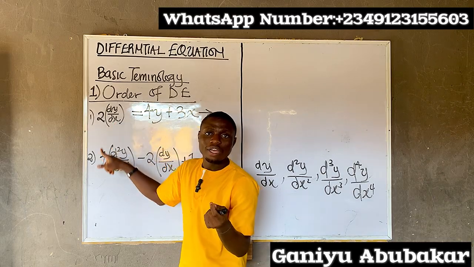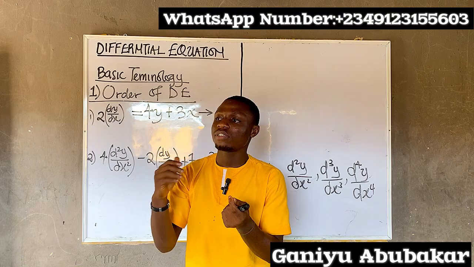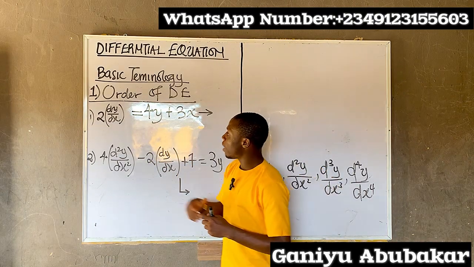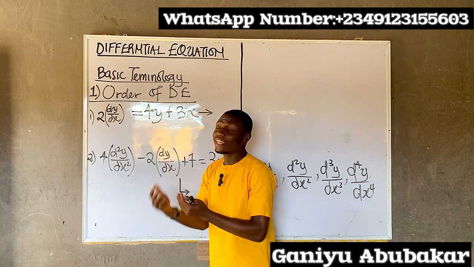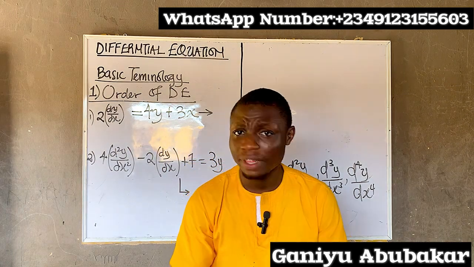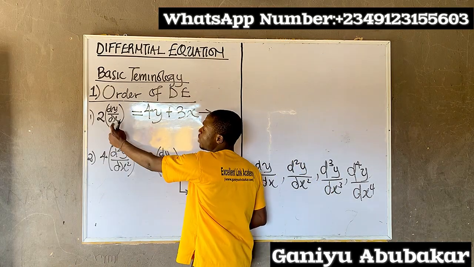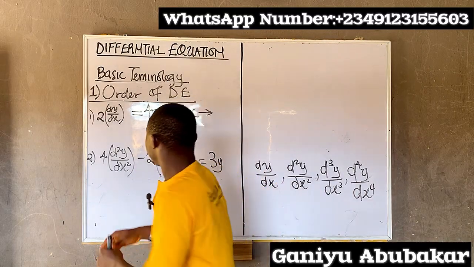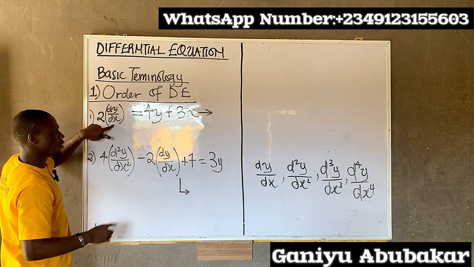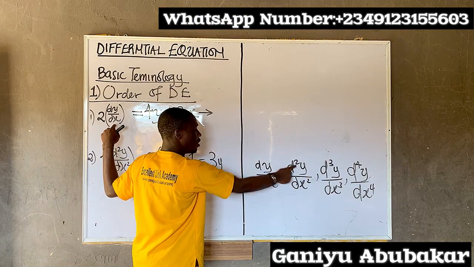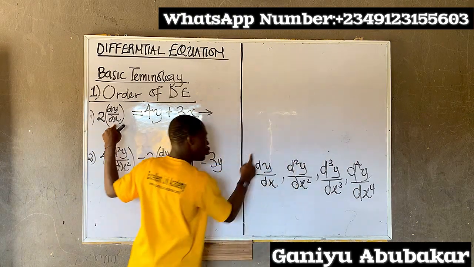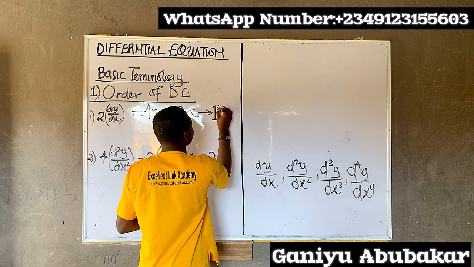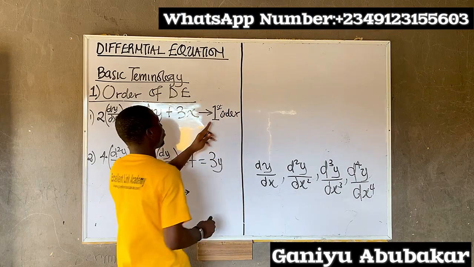The order is the highest. So to get the order here, your first task is to get the differential coefficient that is there. In this case, I only have one differential coefficient, which is dy over dx. Now, what is the power of the differential coefficient? This is dy over dx, not d squared y. Here the power is just 1. So this is called first order.